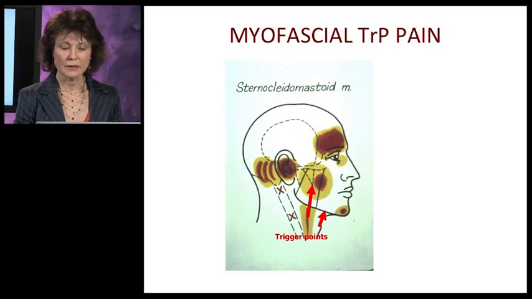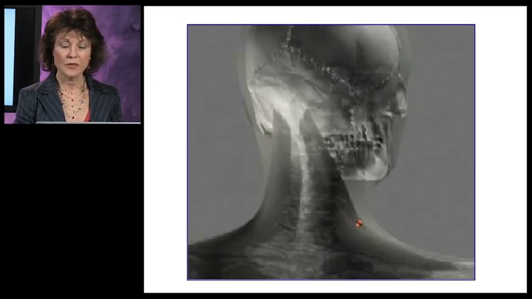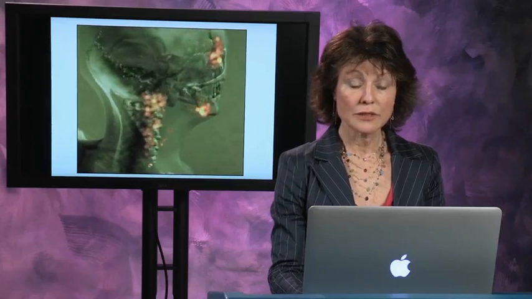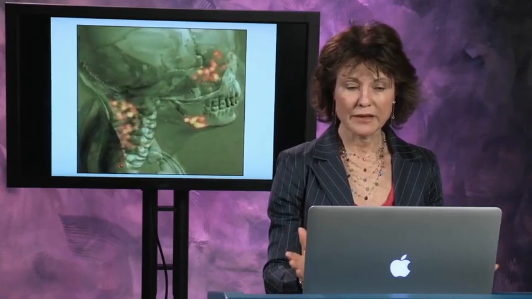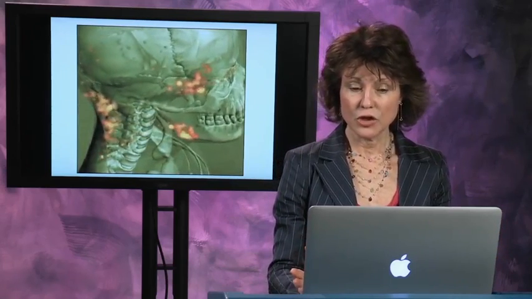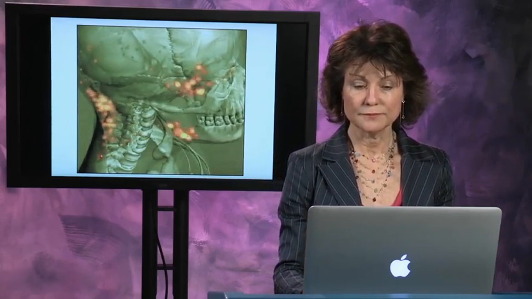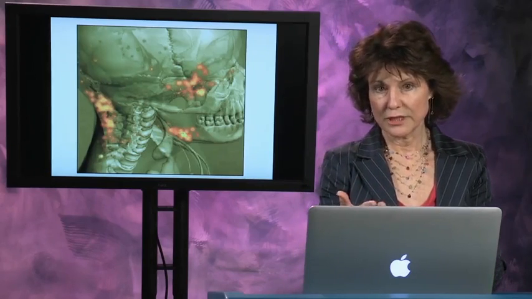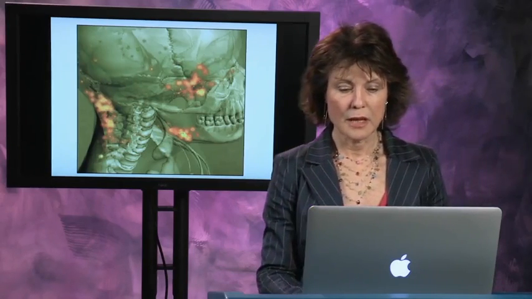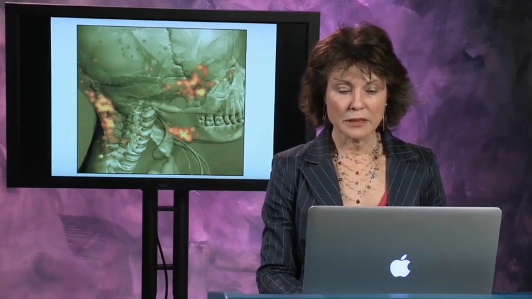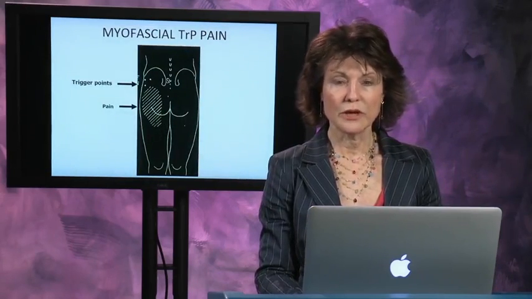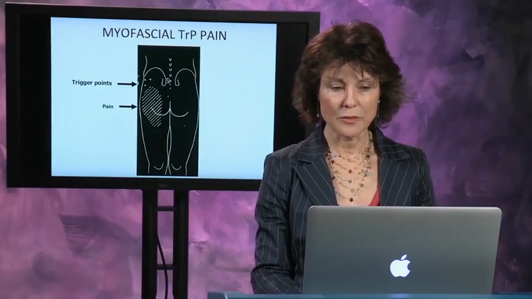Here is a representation of the referred pain coming from an upper trapezius muscle trigger point. Note that the pain pattern includes the back of the head, the angle of the jaw, and the temple. The pain is also referred in and behind the eye. But myofascial pain is not limited to the head and neck region. We find trigger points in all muscles of the body.